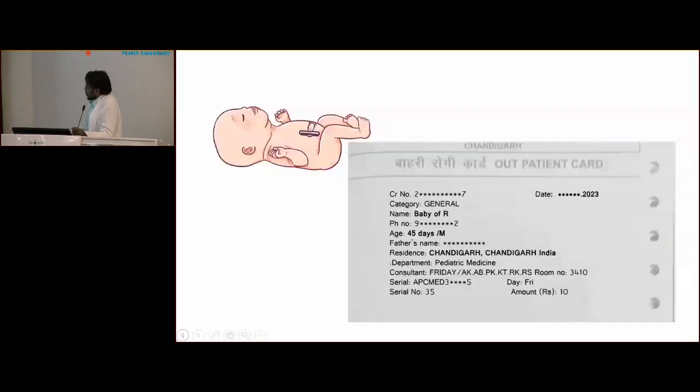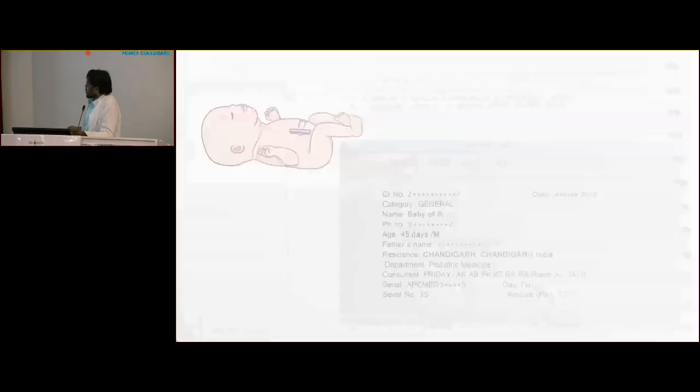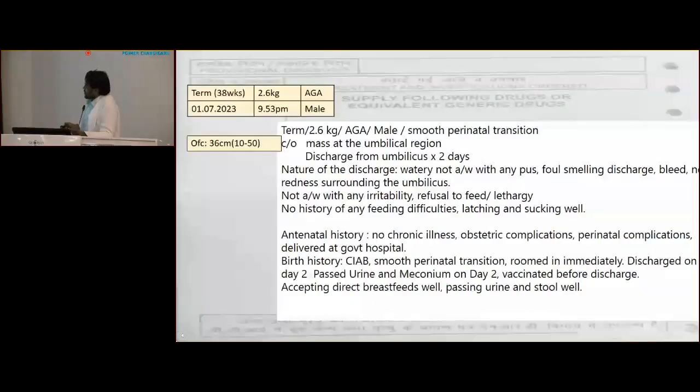Coming to the second case, a baby of R, 45 days male child, presented to OPD. He's a resident of Chandigarh, and he came with complaints of mass at the umbilical region and discharge from the umbilicus for the past 2 days. The nature of the discharge was watery, not associated with any pus, not foul smelling, and no bleeding was noticed. No redness around the umbilicus.